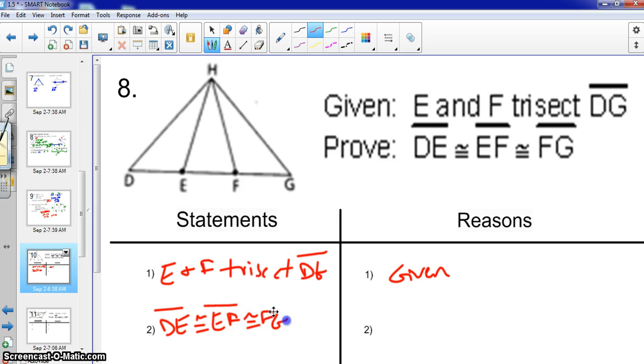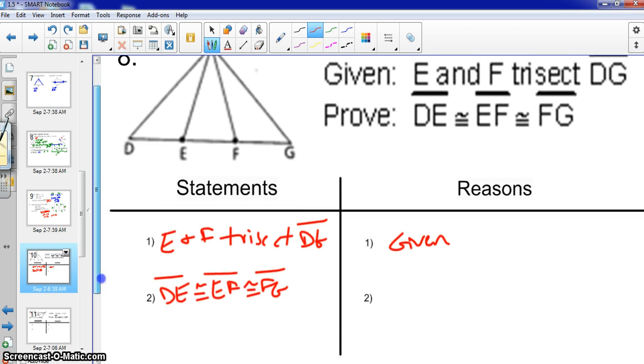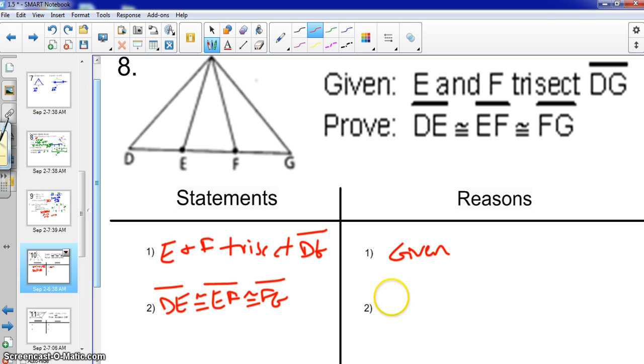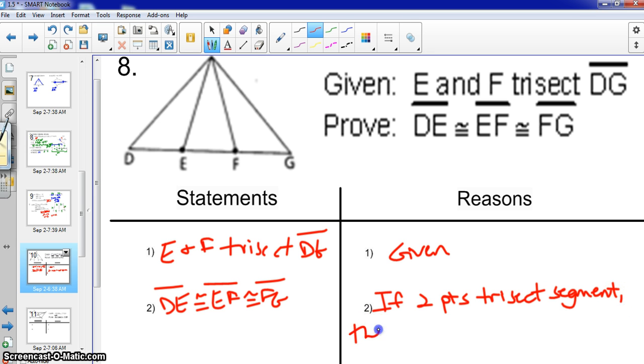proof statement. We have to make sure that we write our if-then based off of what we are given. In this case, we are given that 2 points trisect a segment, so that must be our if statement. And if we're given 2 points trisect the segment, then we know we divide the segment into 3 congruent segments.